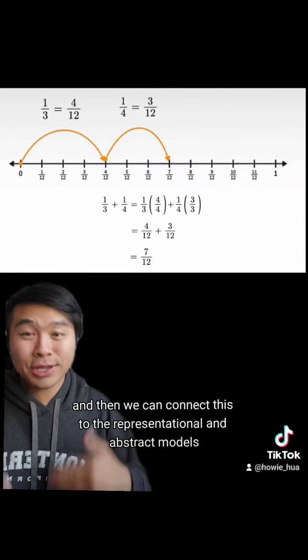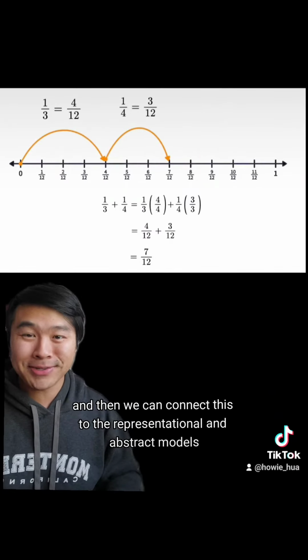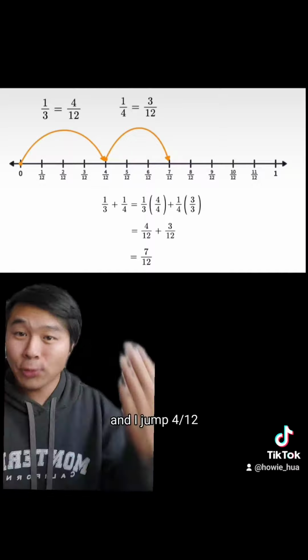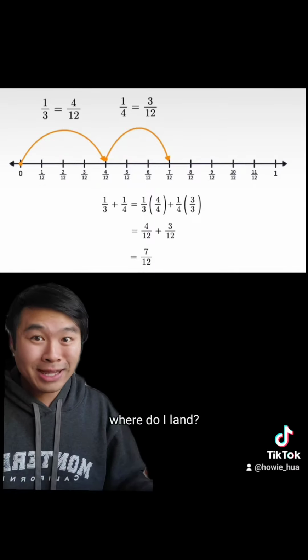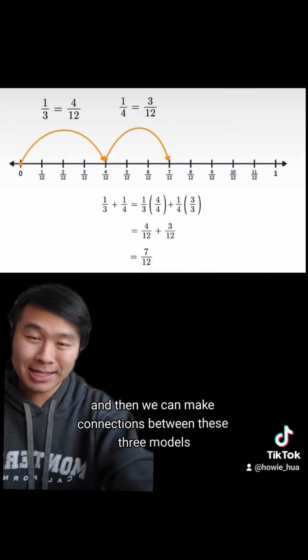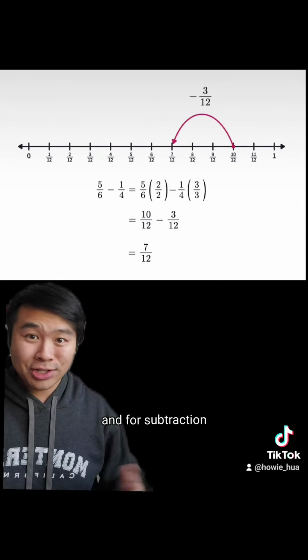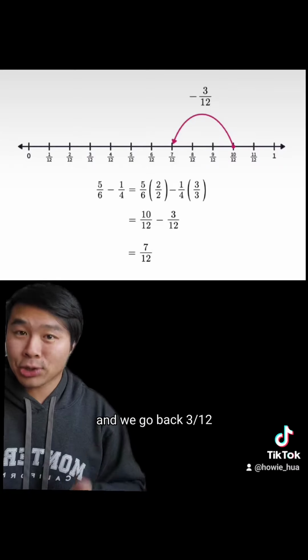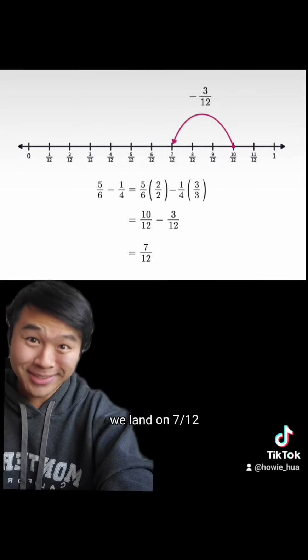And then we can connect this to the representational and abstract models. So if I start at 0 and I jump 4/12, then 3/12, where do I land? I land on 7/12. And then we can make connections between these three models. And for subtraction, when we start at 10/12 and we go back 3/12, we land on 7/12.